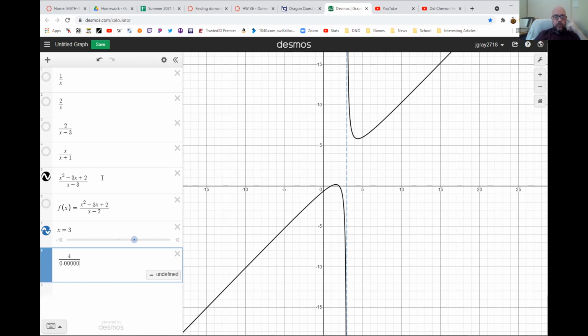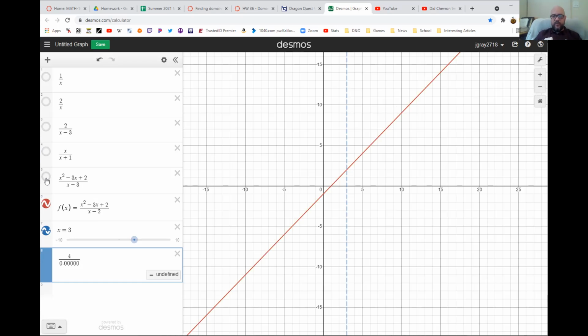However, it's not immediately obvious from looking at this, but there are times when you can get something weird happening. So notice this, x squared minus 3x plus 2 over x minus 3 versus x squared minus 3x plus 2 over x minus 2, right? Almost the same, but this 3 has turned into a 2. It's a line all of a sudden.